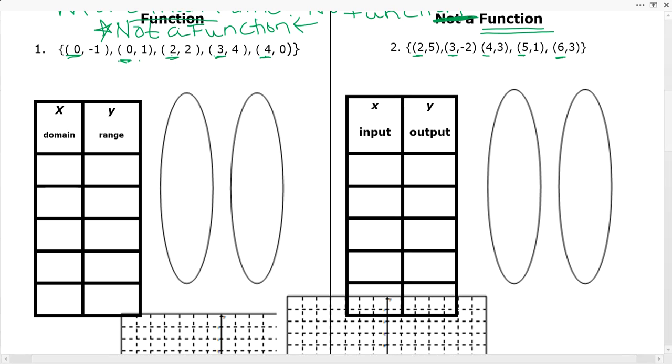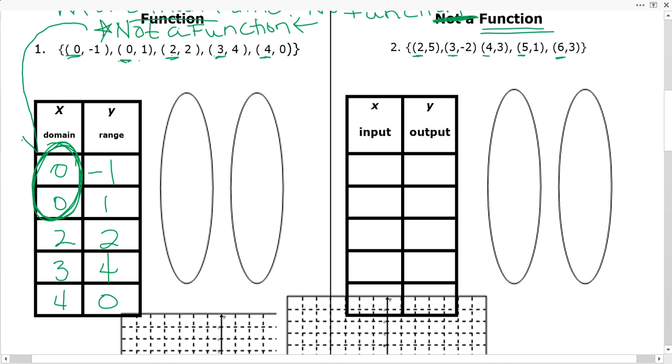So it looks like my graphs are messed up down there, but we'll keep going. Okay, so I'm going to put in my x and my y's for each ordered pair. The first one is going to be 0, -1. The next one is 0, 1. The next one is 2, 2. The next one is 3, 4. And the last one is 4, 0. The thing that makes it not a function is this right here, this repeating 0. That's what makes it not a function.